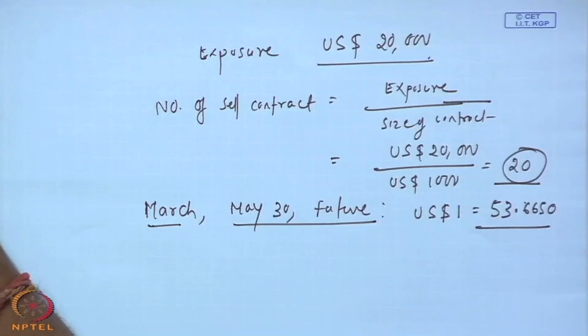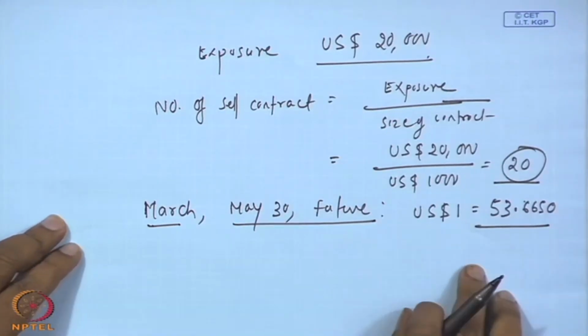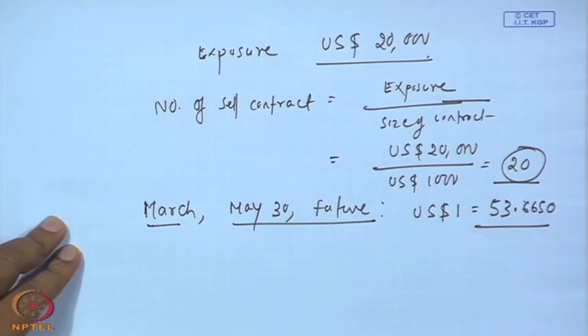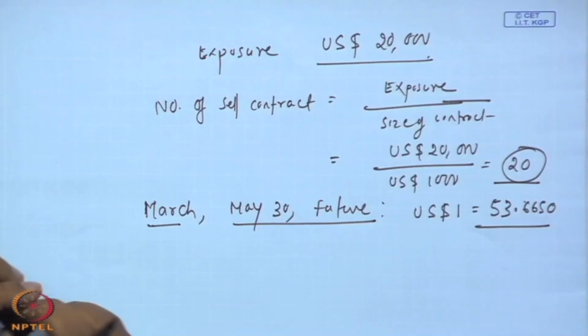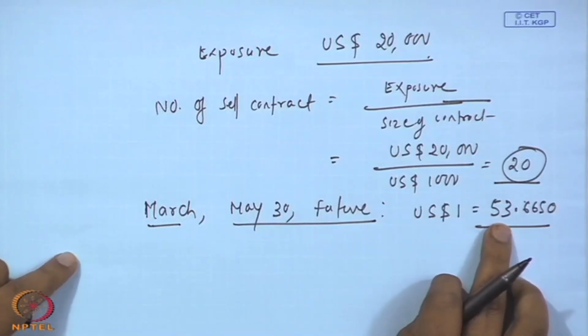Now, he purchased how many contracts? 20 contracts. He purchased 20 contracts at 53.6650 per dollar. In the month of May, on the 30th, what is the price of the future contract? Now, he purchased 20 contracts.